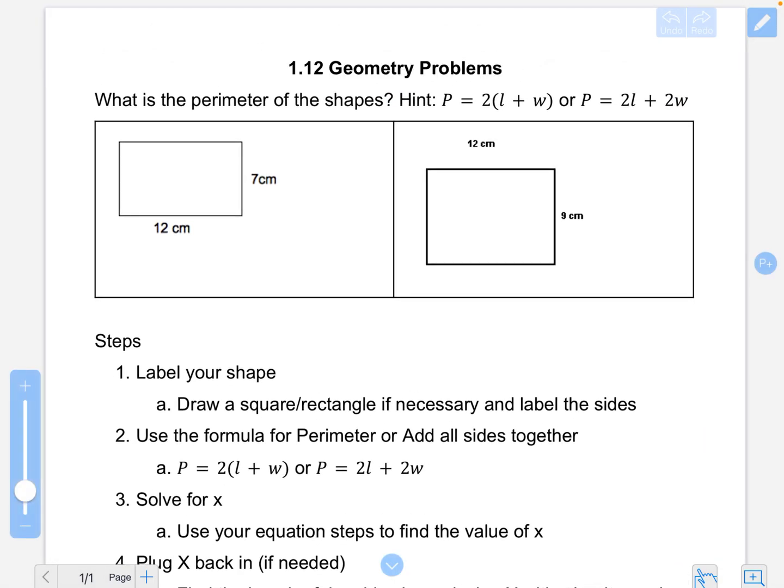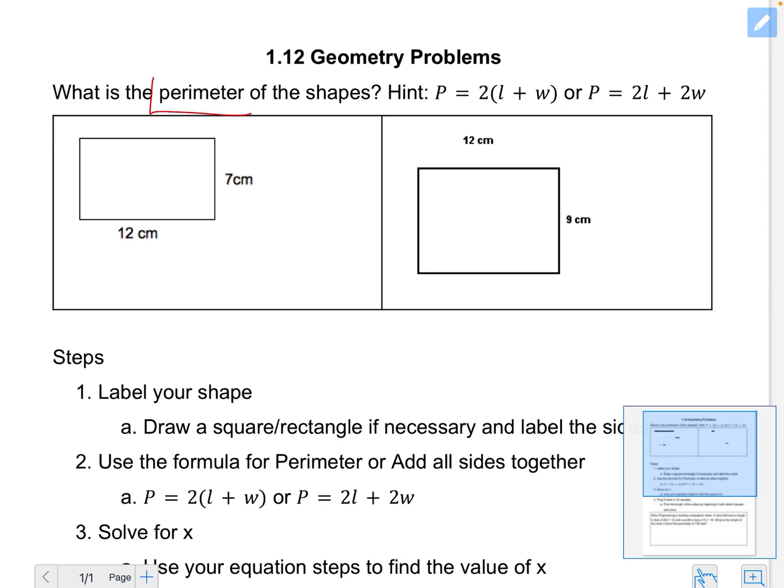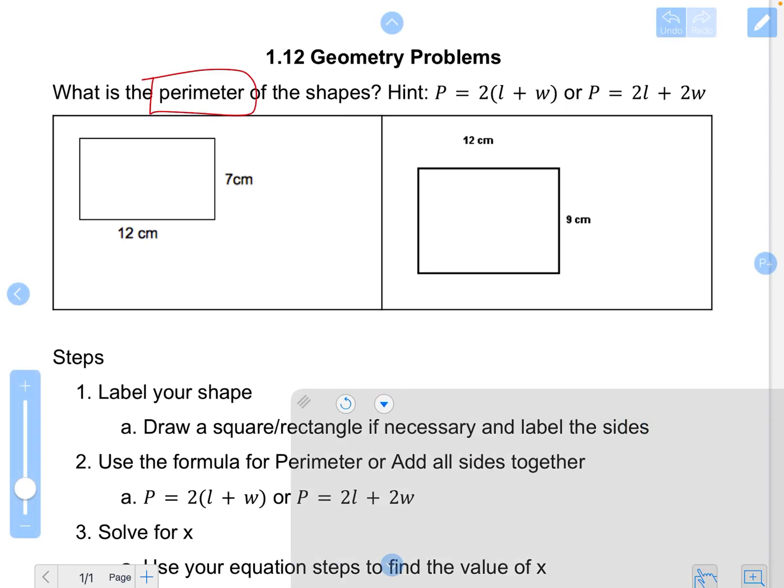Today we're going to look at how we can use our equation problems to help us solve algebra geometric problems. So we're going to real quick remind ourselves of what perimeter means and what we do. We've got a couple of different ways that we can solve perimeter. We can do 2 times the length plus the width, or we can multiply the length times 2 and the width times 2 and add them together, or we can simply just add all 4 sides.